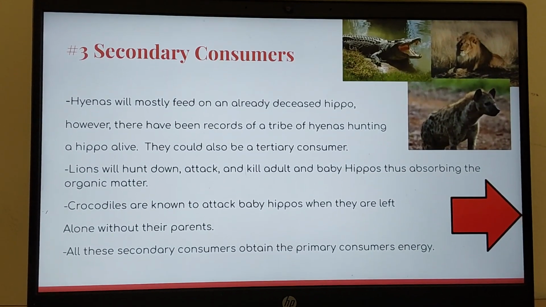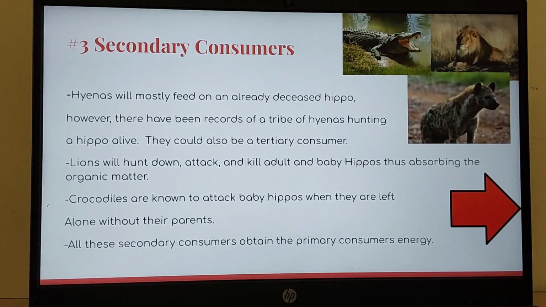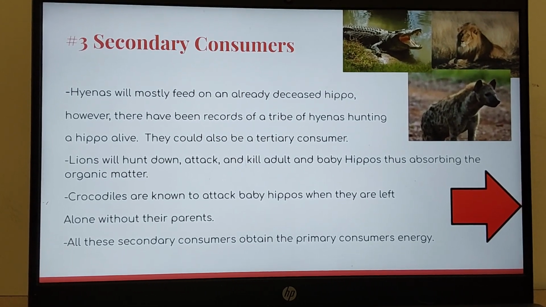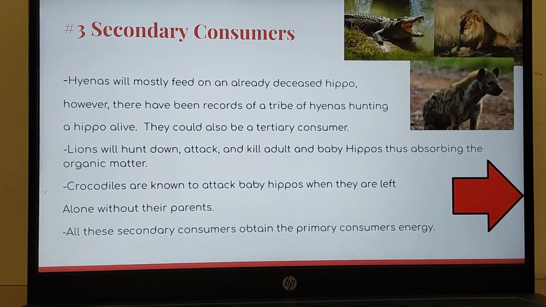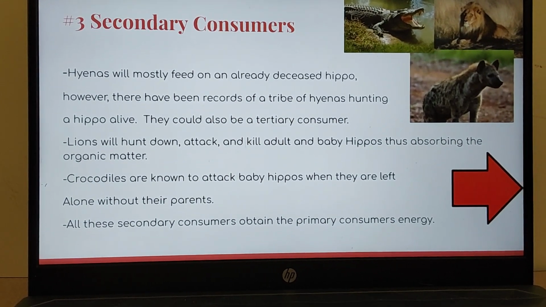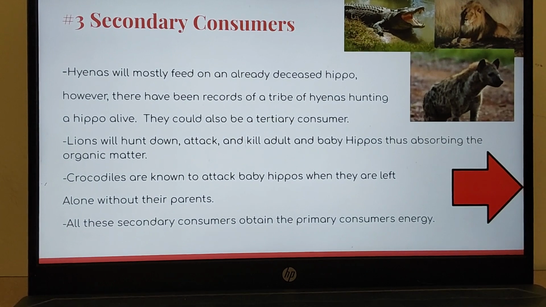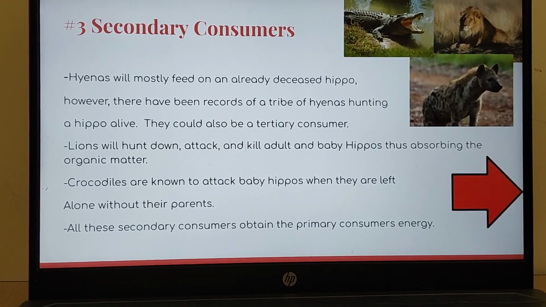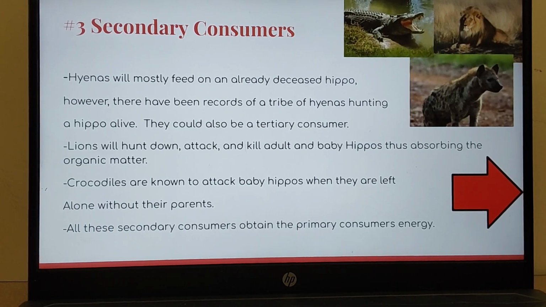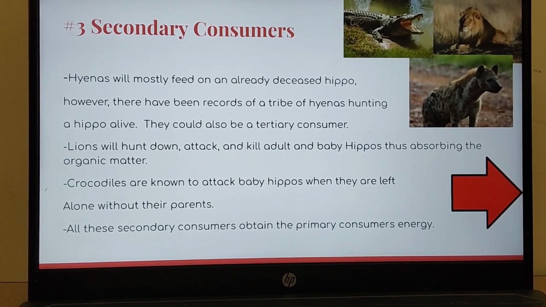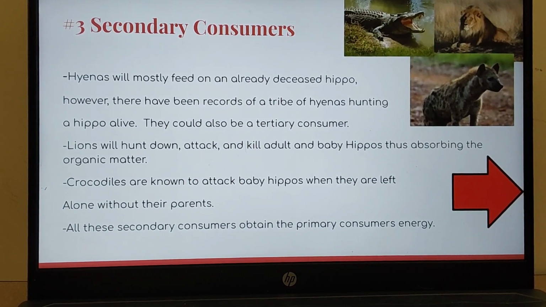So for our secondary consumers, it's going to mostly be the crocodiles, lions, and hyenas that our hippos have to fear. The hyenas will mostly feed on an already deceased hippo. However, there have been records of tribes of hyenas hunting a hippo alive. They could also be considered a tertiary consumer. Lions will hunt down, attack, and kill adult and baby hippos, thus absorbing their organic matter and energy. Crocodiles are known to attack baby hippos when they are left alone without their parents. And then all these secondary consumers obtain the primary consumer's energy.